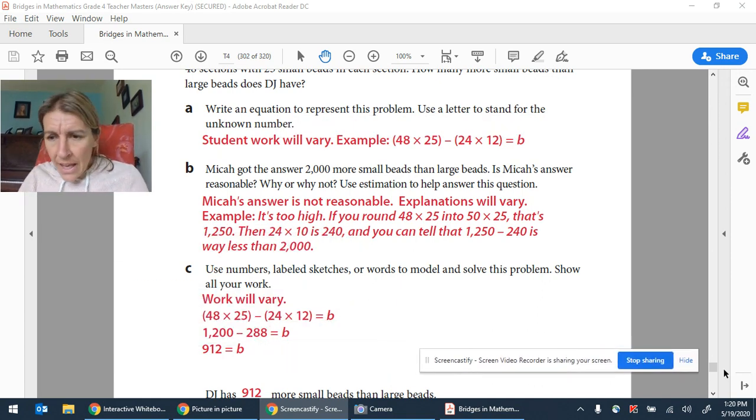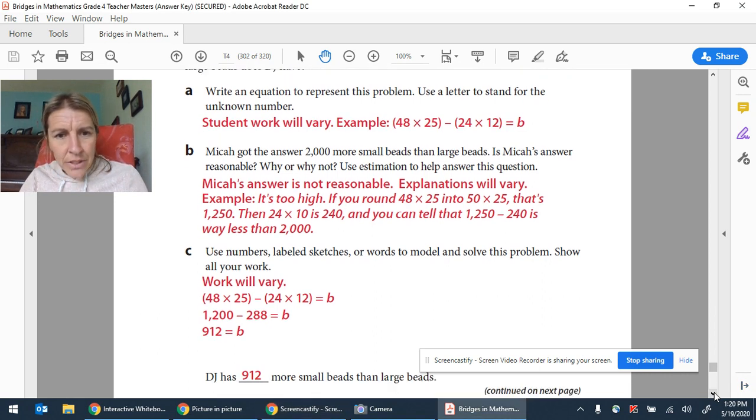Okay. The answer is 912. When you solve 48 times 25, you get 1,200. 24 times 12 is 288. You find the difference between the two, and you would in fact have 912.